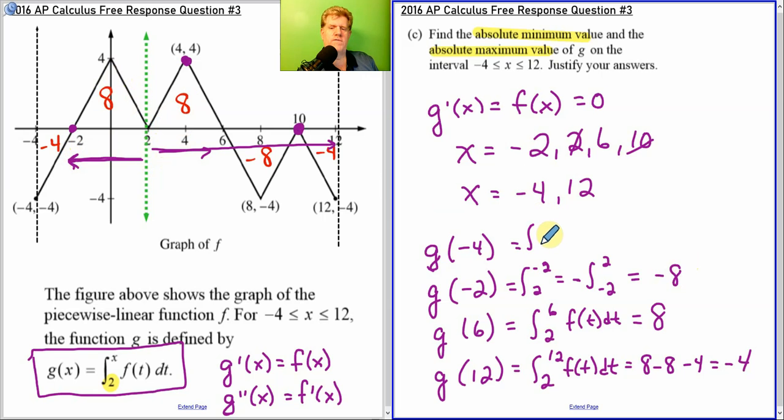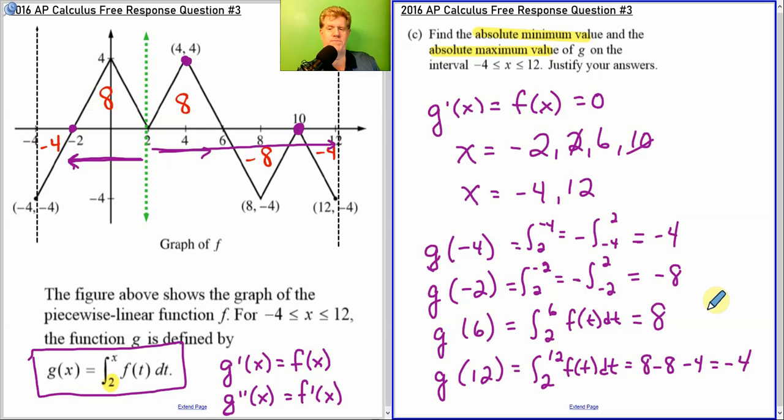So for 4, we're going to go from 2 to negative 4, which if you remember, if we flip it around from negative 4 to 2, well, what's the area from negative 4 to 2? Well, it's 8 minus 4, which is 4, but it's going to be the opposite. Or if you think about it again going backwards, it's 8, but because we're going backward, it's negative 8. And then negative 4, but because we're going backward, it's positive 4. So what's negative 8 plus 4? It's negative 4.